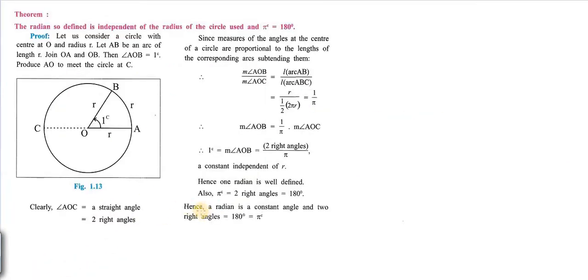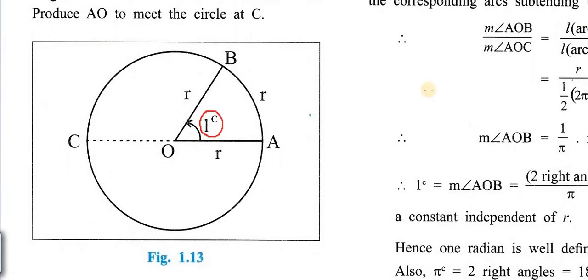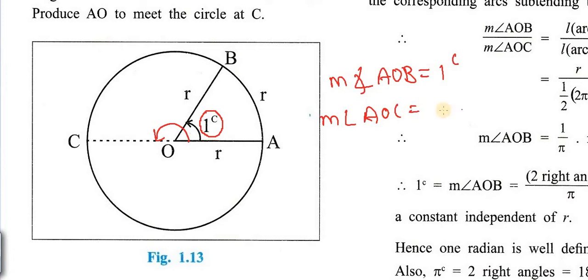Now we shall try to prove that 1 radian is a constant angle. Now have a look at the diagram. The diagram represents 2 angles, one of measure 1 radian. So this is the angle of measure 1 radian. I will zoom the diagram. So this is the angle of measure 1 radian, and also there is one more angle, a straight angle. So measure of angle AOB is equal to 1 radian, and measure of angle AOC is equal to straight angle. Now straight angle is equal to 180 degree in degree measures, right?